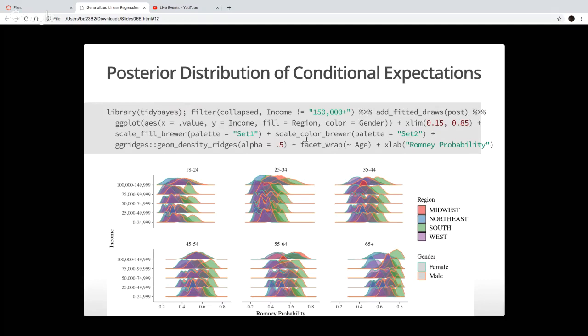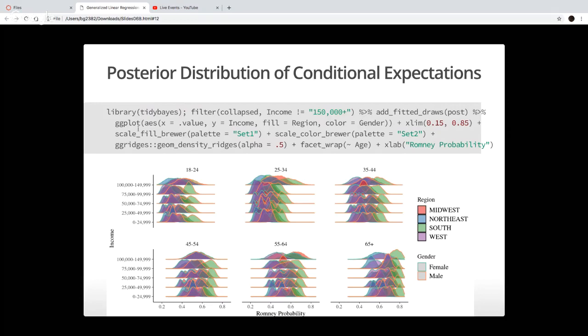So the tidybayes package utilizes this sort of tidy outlook on life in the context of Bayesian posterior distributions and visualizing them. So I want to throw away the people that had 150,000 income because there were like 4 of them in the data set. So those were estimated totally imprecisely. The add_fitted_draws function gets the posterior distribution of mu in a Logit model, so the success probability.